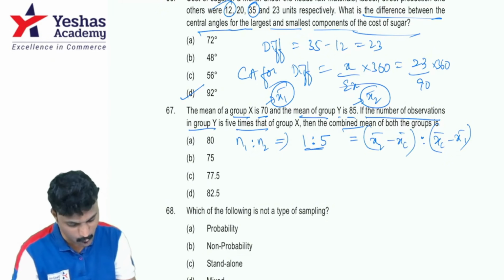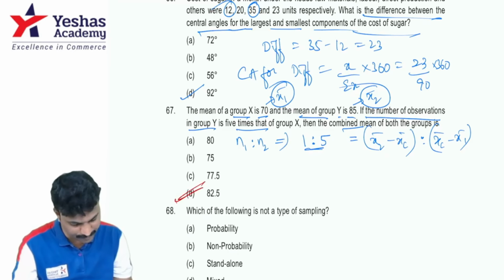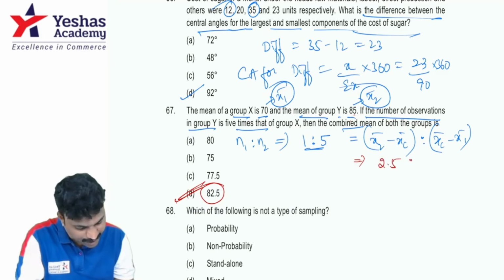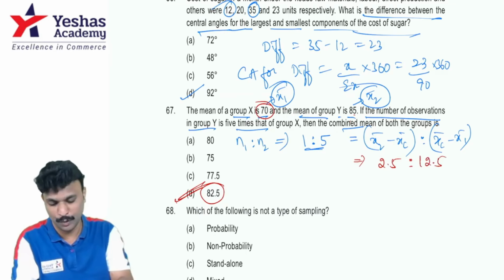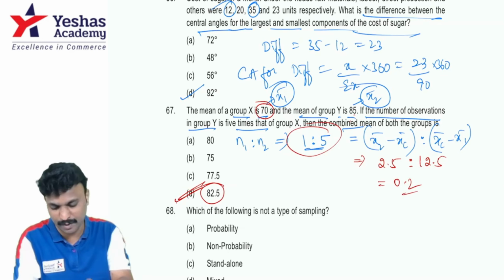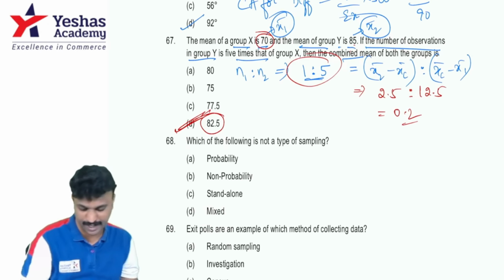Guys, if I hit option D, which is 82.5, 82.5 is xc bar. So x2 bar is 85. 85 minus 82.5 is 2.5, is to xc bar, 82.5 minus 70, is 12.5. Correct? So 2.5 divided by 12.5, that fetches me how much? 0.2. And 1/5 is also 0.2. That means option D itself is the right answer.